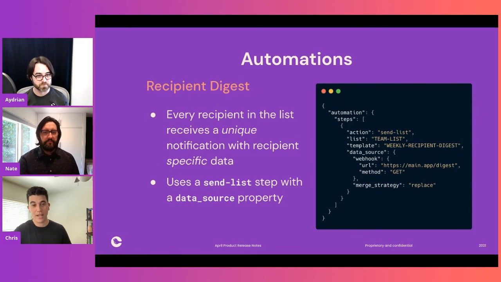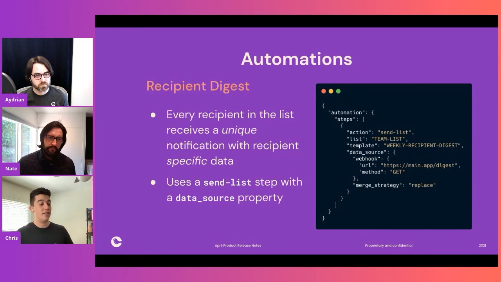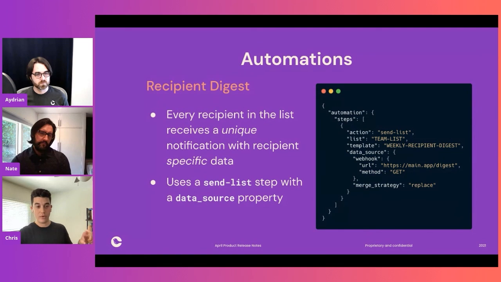Yeah, absolutely. And this kind of goes back to that merge strategy idea. So imagine you want to send a team notification, and then in the same automation template, you want to send recipient-based notifications. First, you would define a fetch data step to fetch all of the team data that's going to be generic across your team, followed by a send list step with no data source property. What this will do is send everybody the same data, the same notification.